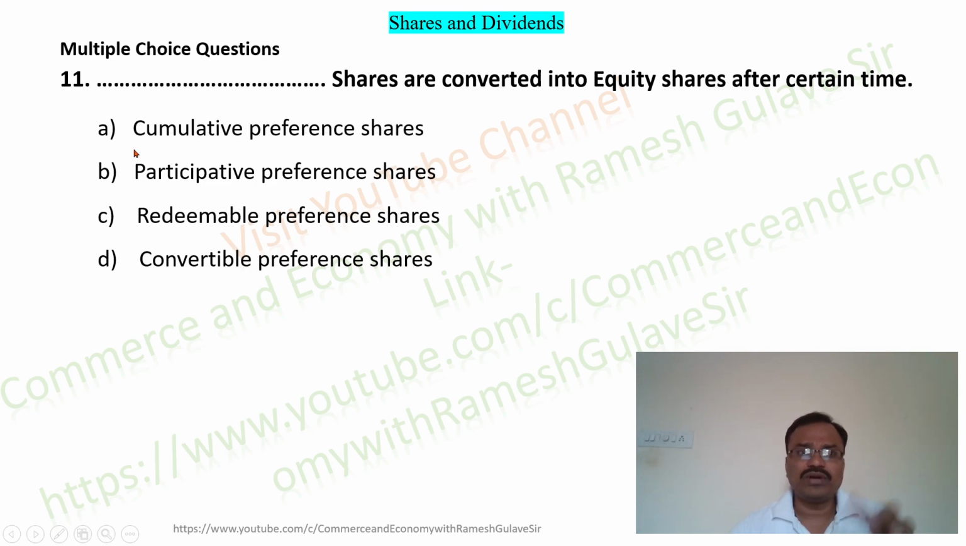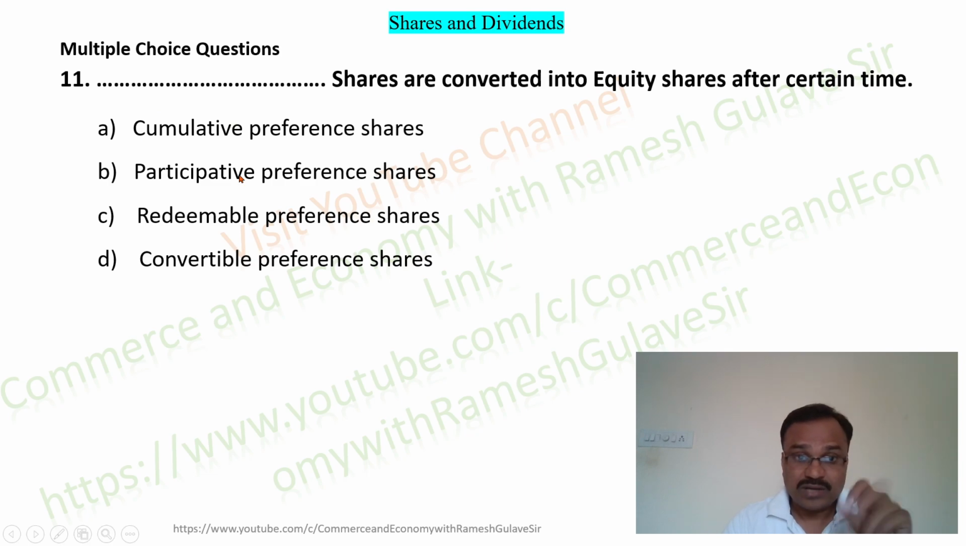Here I would like to tell you this additional information. See, first, cumulative preference shares, non-cumulative preference shares. These are the two types. Then participative preference shares, non-participative. Again, 2 plus 2, 4 types. Then redeemable preference shares, irredeemable, 6. Then convertible preference shares, non-convertible preference shares. So these 8 are the types of preference shares. There are 8 types of preference shares basically, right?